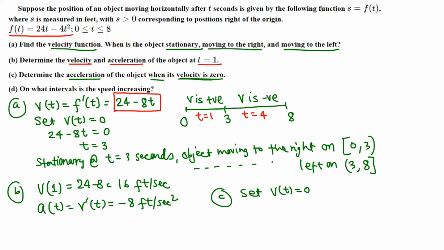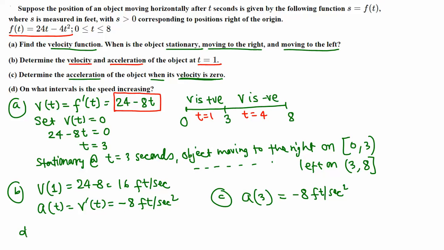So we can simply say the velocity is 0 at t equals 3, and we're going to find the acceleration at t equals 3. We figured out that's negative 8. There is no t, so regardless of the time, the acceleration is always negative 8 feet per second squared. There is nothing to plug in here, so whether the velocity is 0 or at 1, every single time the acceleration is negative 8.